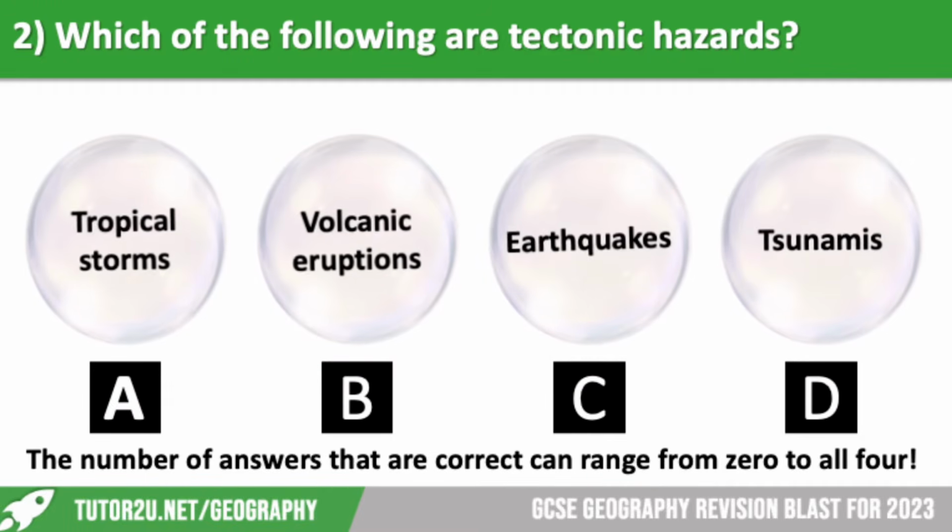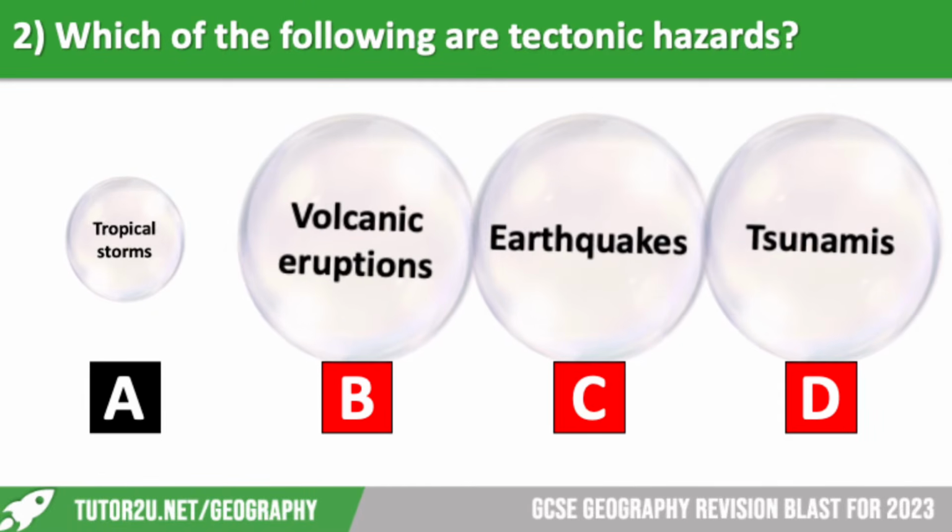Which of the following are tectonic hazards? So hopefully this is a nice easy one. Tropical storms, volcanic eruptions, earthquakes or tsunamis. Let's reveal the answer. It is all of them apart from tropical storms, so B, C and D. Tropical storms are a weather hazard and we're going to cover those in a different revision blast.